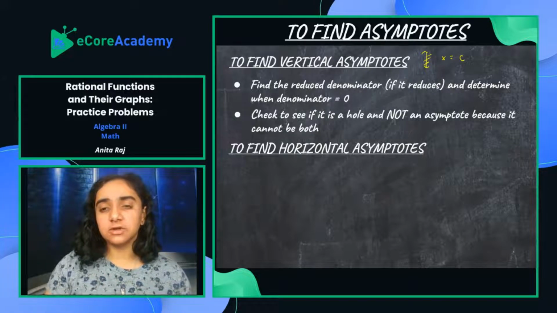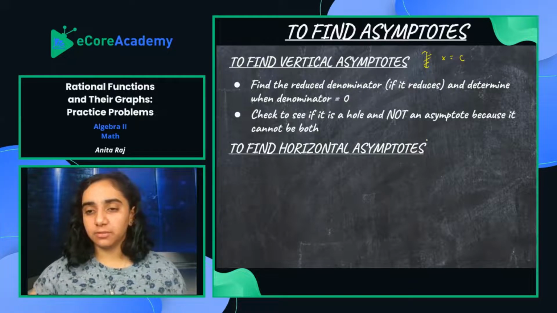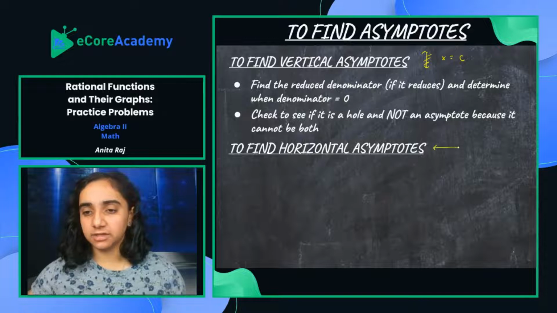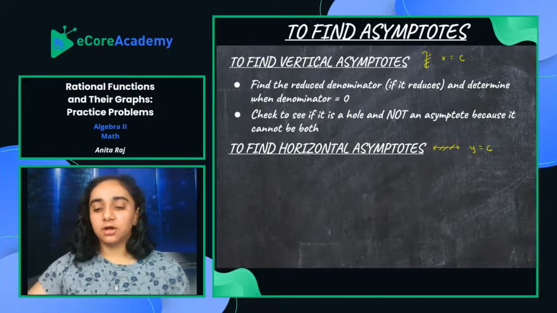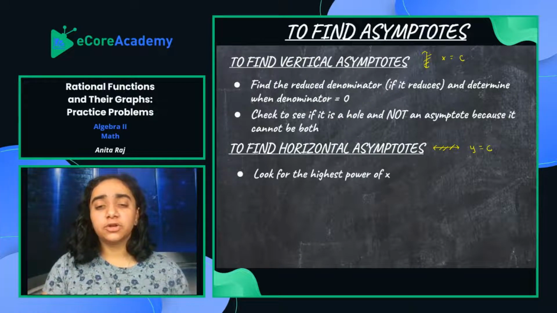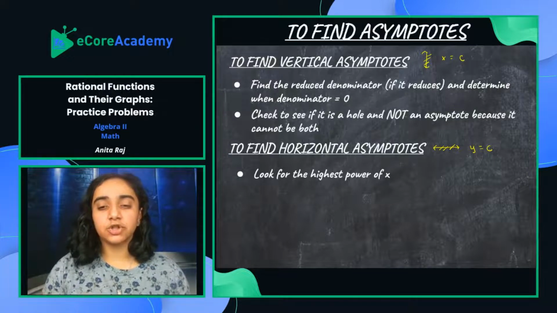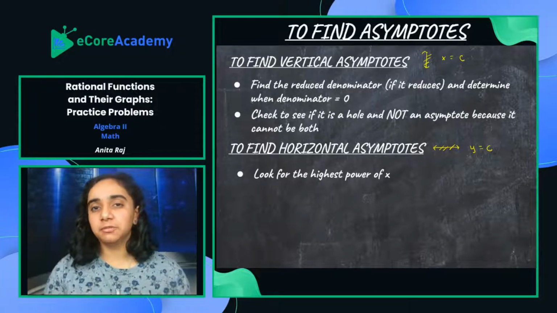To find horizontal asymptotes, well, before we get into that, remember horizontal asymptotes go like this, like the horizon, like the sun on the horizon, and then their equation's y equals some constant. All right, so what you're going to do when you look for horizontal asymptotes, you're going to look for the highest power of x.